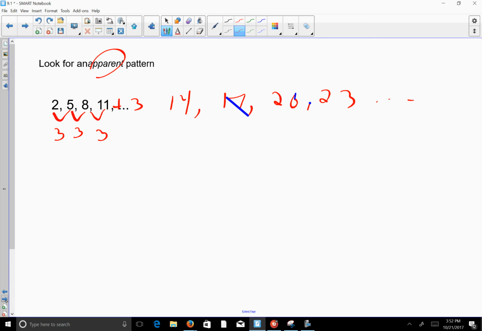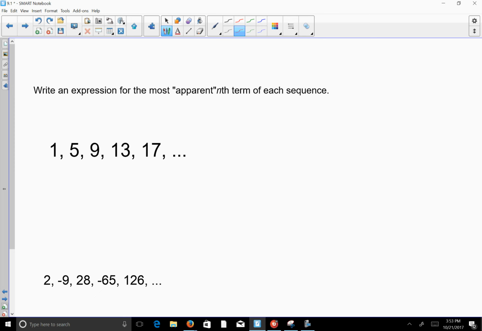So those are easy ones. Now let's look for some that might be a little bit more challenging. Again, I'm looking for the apparent pattern for the next term. So I have 1, 5, 9, 13, 17. So here I'm adding 4, adding 4, adding 4. Okay, that one's not too tricky. So the next term would be 21, 25, 29.